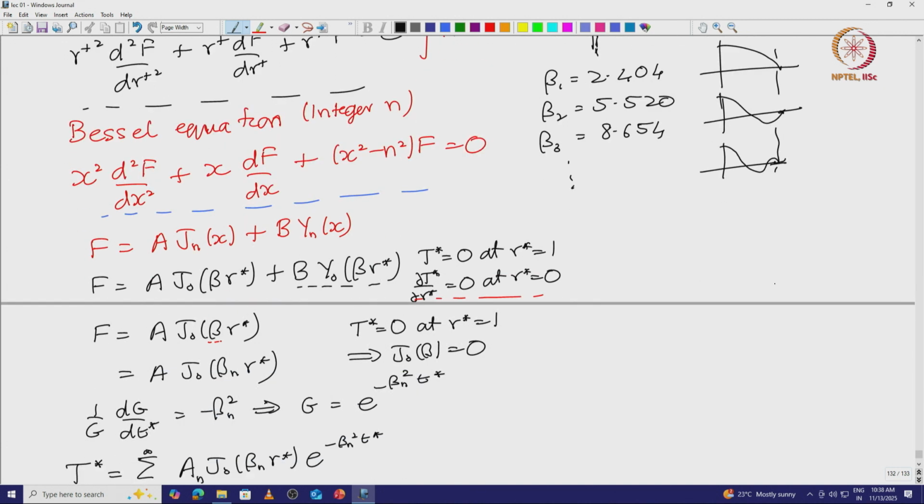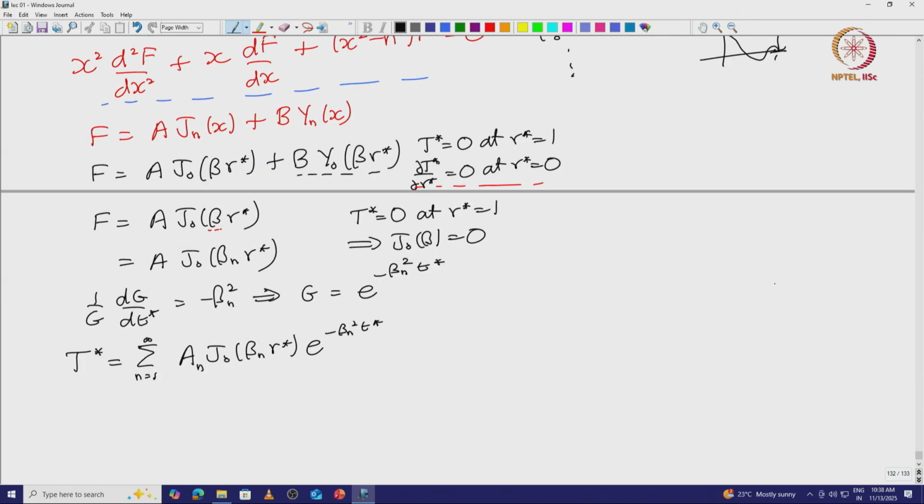This series of functions is equivalent to the sine functions that we had in the Cartesian coordinate system. These are the basis functions, and I will continue this in the next lecture. These basis functions also have orthogonality relations which can be used to determine these coefficients. I will complete this part of separation of variables in a cylindrical coordinate system in the next lecture.